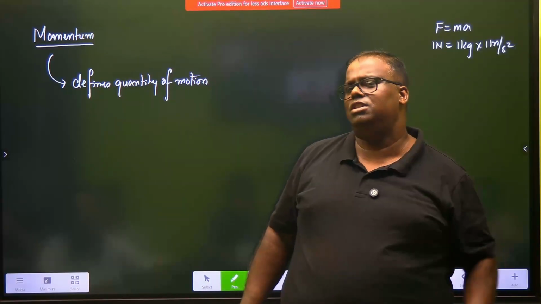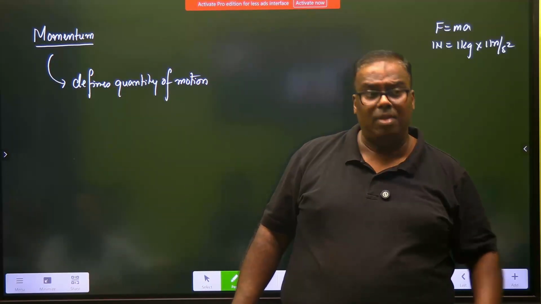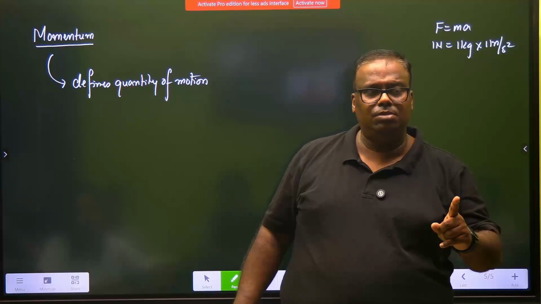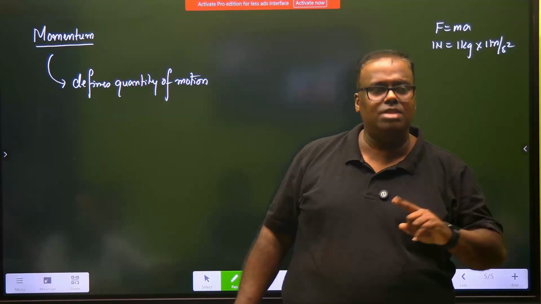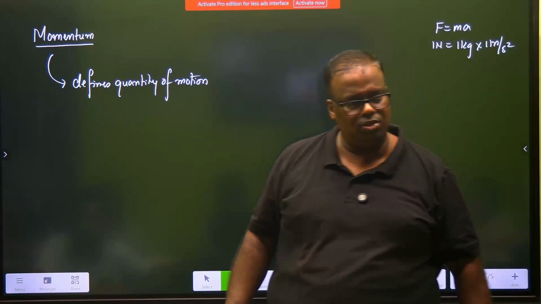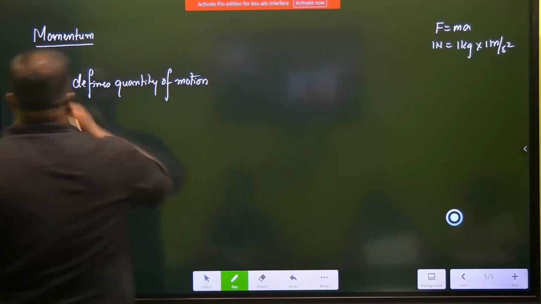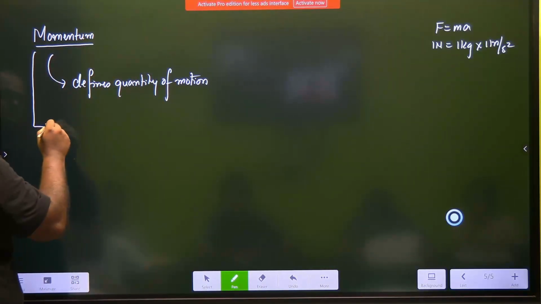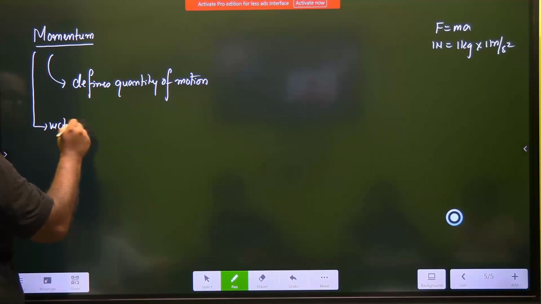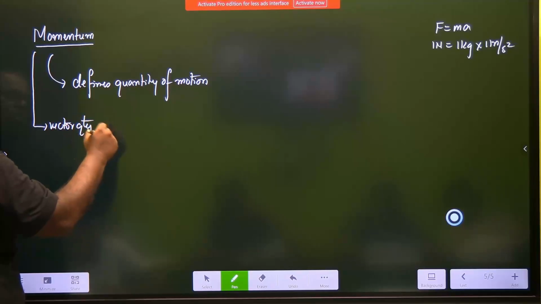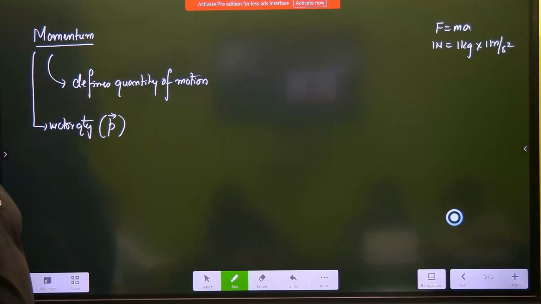What was the difference in the two cases? The mass. Momentum is something which will have both mass and velocity associated with it. Understood? So momentum is a vector quantity. And this vector quantity is represented by the letter P. As a vector, it will be shown like this, P.